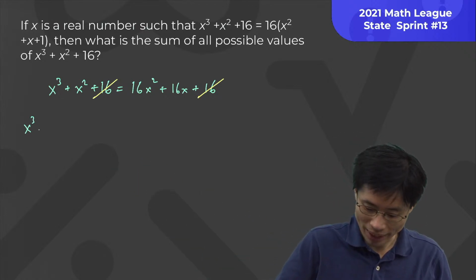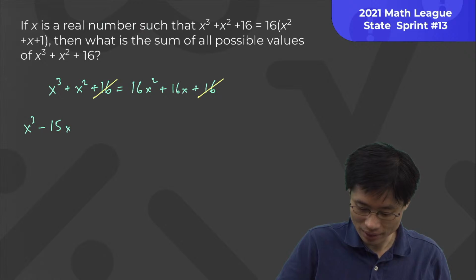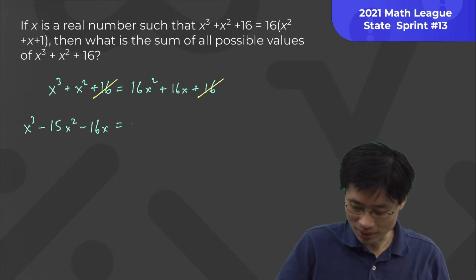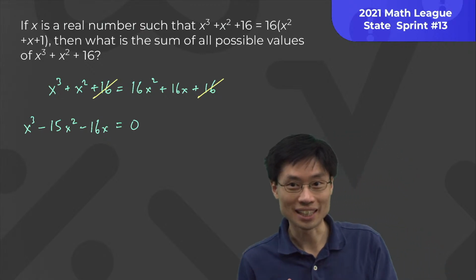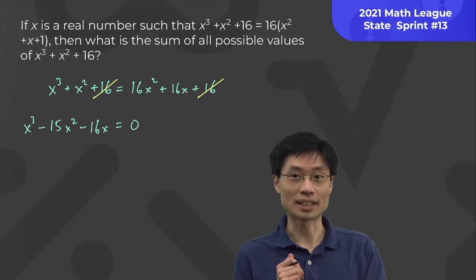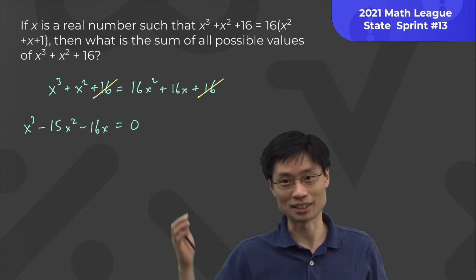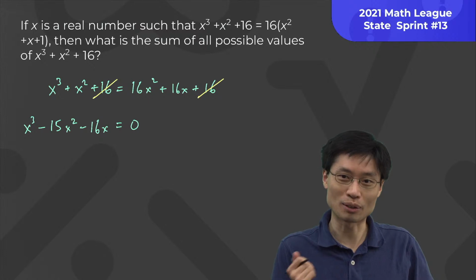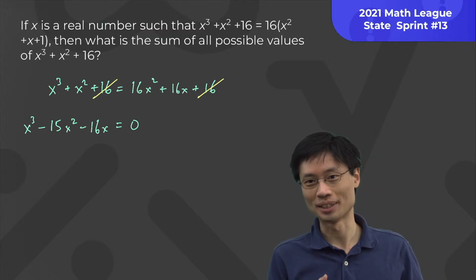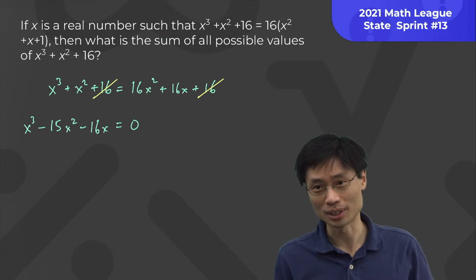x cubed minus 15x squared minus 16x is equal to 0. Ooh, now that's nice. The reason that's nice is because I can factor out one of these x's. I was scared because I saw an x cubed. I actually don't know the cubic formula. I know the quadratic formula, but I don't know the cubic formula, even though there is one.